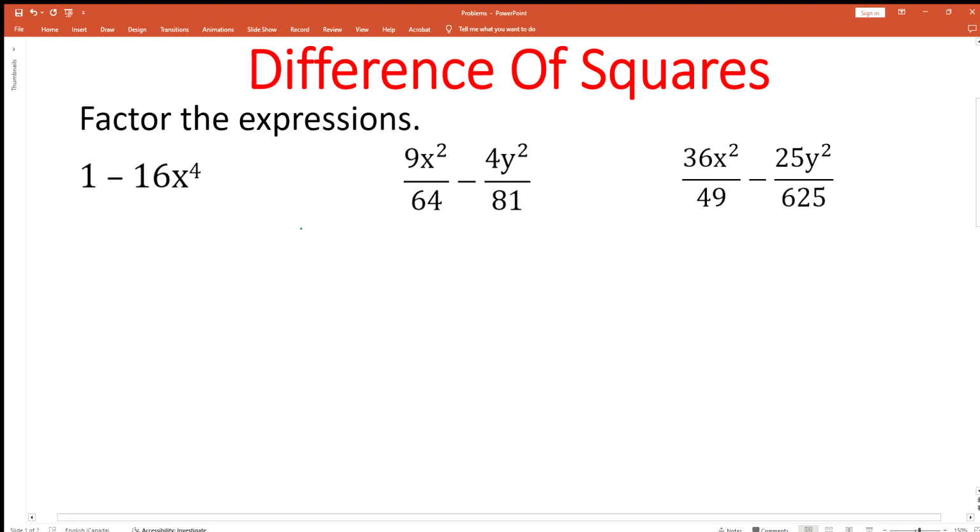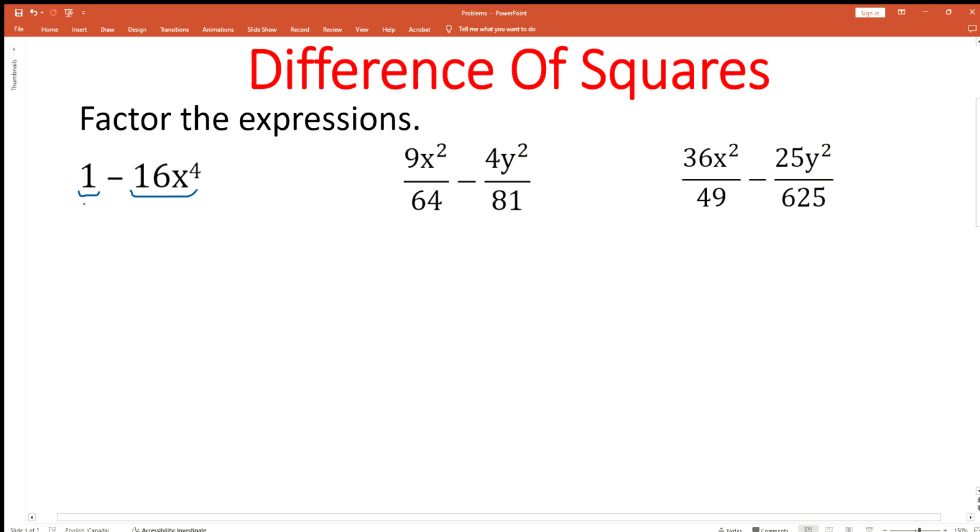In this video, we'll factor these three expressions using the difference of squares factoring method. Let's start with the first one, 1 minus 16 times x to the power 4. This expression is made up of two terms, 1 and 16x to the power 4, and these two terms are being subtracted. If we can write 1 and 16x to the power 4 as square terms, then we can use the difference of squares factoring method to factor this expression.